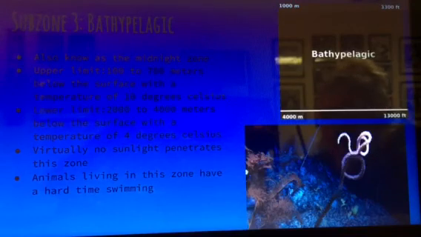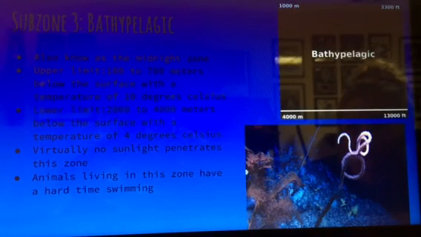The third subzone is called the bathypelagic zone. It is also called the midnight zone because it is darker than the mesopelagic. The upper limit is between 100 to 700 meters below the surface with a temperature of 10 degrees Celsius. The lower limit is between 2,000 and 4,000 meters below the surface, but the temperature must be 4 degrees Celsius. There is very little sunlight that penetrates this zone, so it makes it harder for animals to live if they're not adapted to this zone.